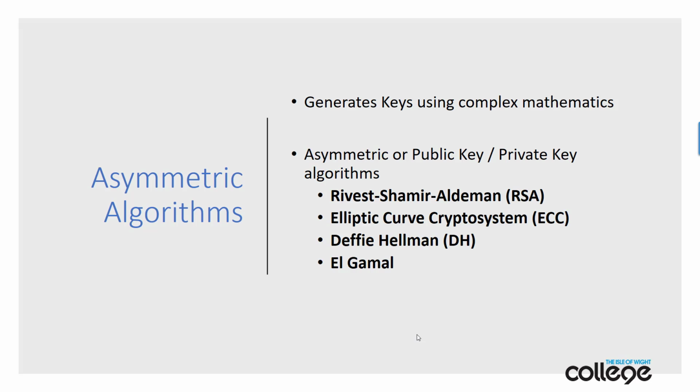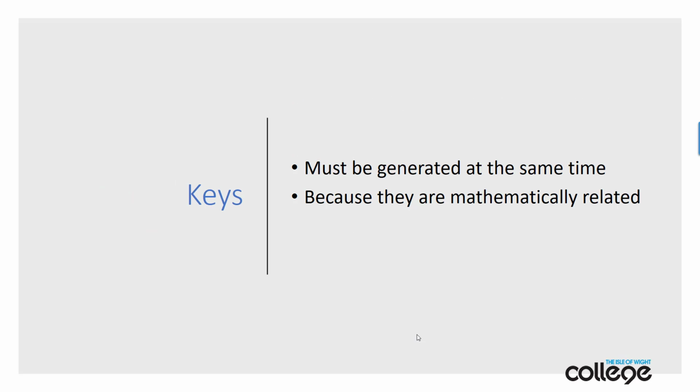Now, asymmetric algorithms use a public key and a private key, as we've just said. What's really important for you to understand is that both the keys must be generated at the same time because they are mathematically related. Both keys must be generated at the same time because they're related to each other.